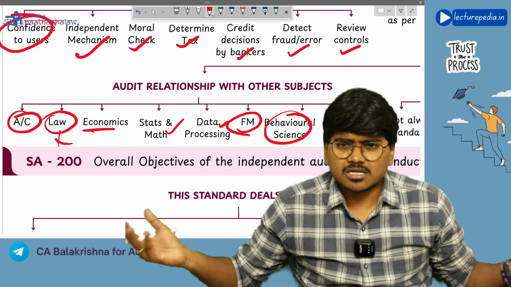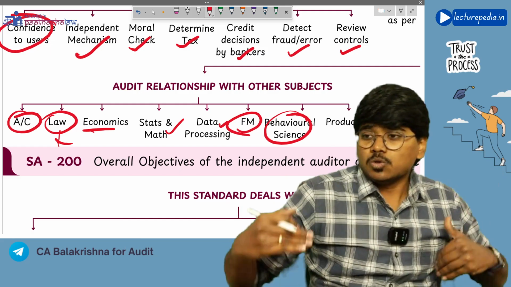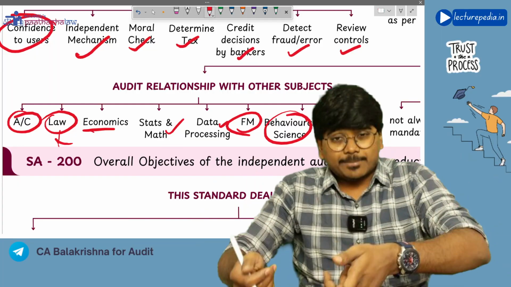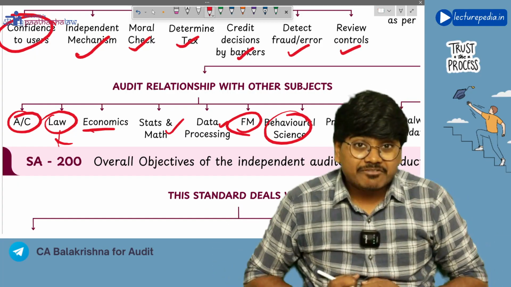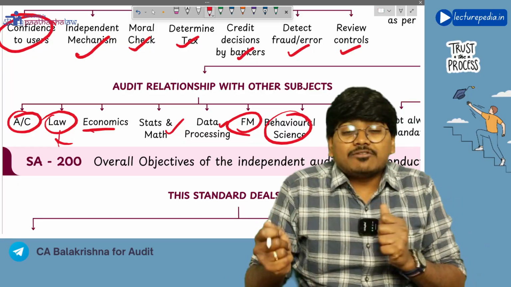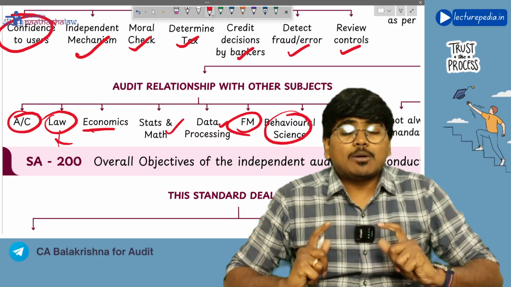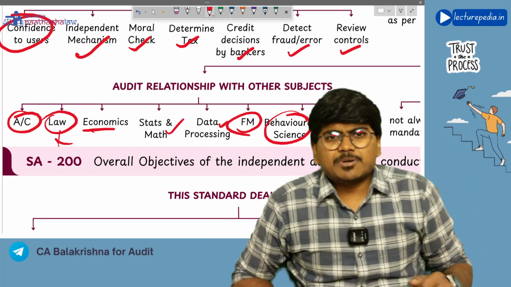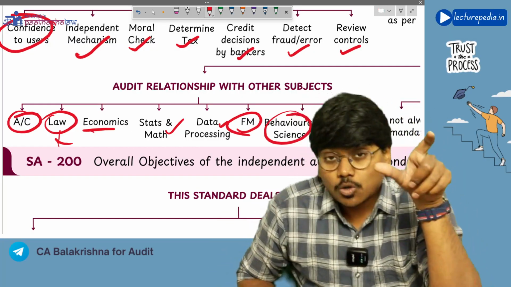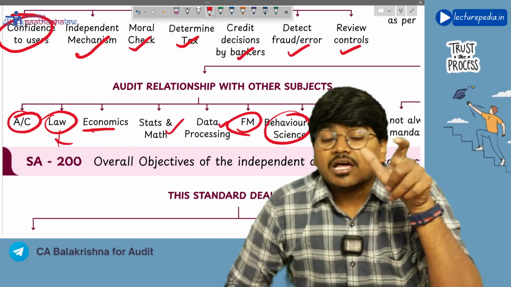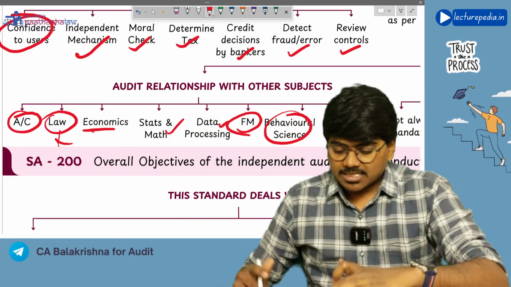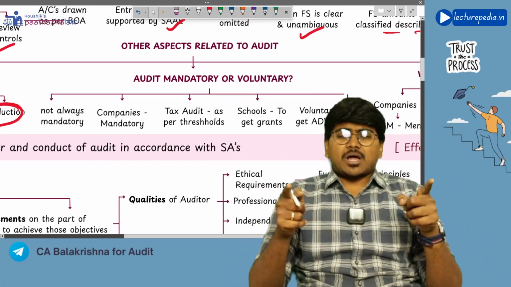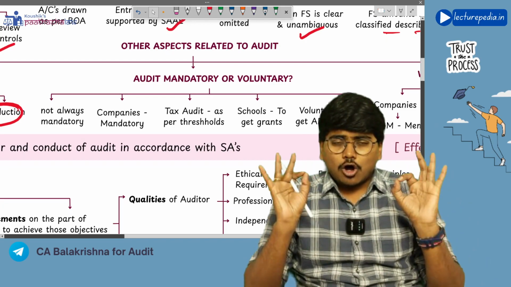Why behavioral sciences? During the audit, the auditor has to communicate with the various people of the organization for the purpose of gathering information and evidences. So, to communicate properly with them, the auditor should know about behavioral sciences, how other people will behave, and also with respect to production and manufacturing activities. So, the subject of auditing has an interrelationship with all these subjects. Got it? Next, is the audit mandatory or voluntary?